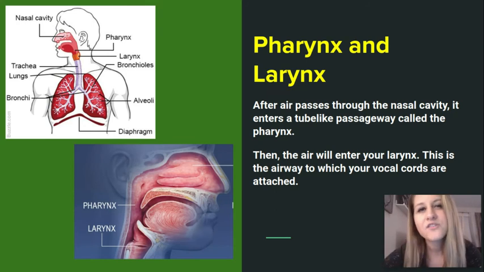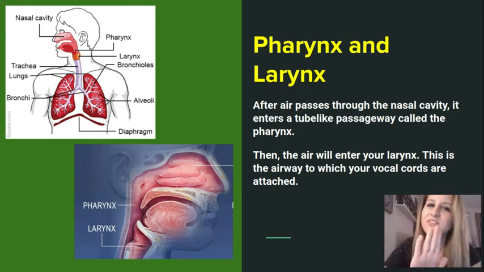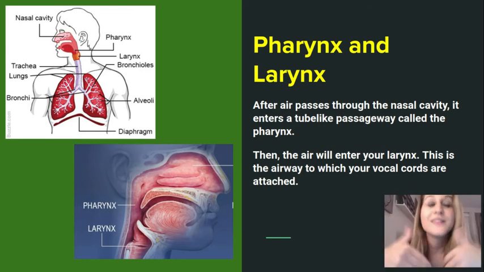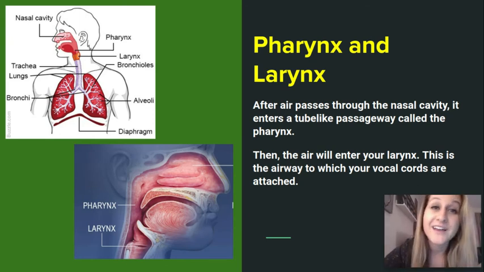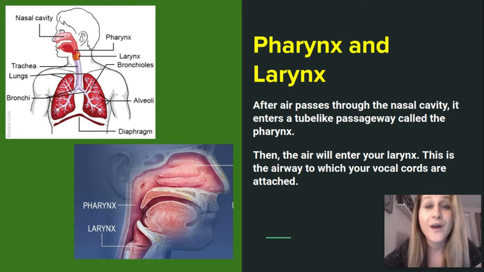At the bottom of the pharynx, there is a flap of tissue called the epiglottis. And basically what it does is when you swallow food or when you drink a liquid, your epiglottis folds over, it closes so that that food and drink does not enter your airway. So it has a really important job.